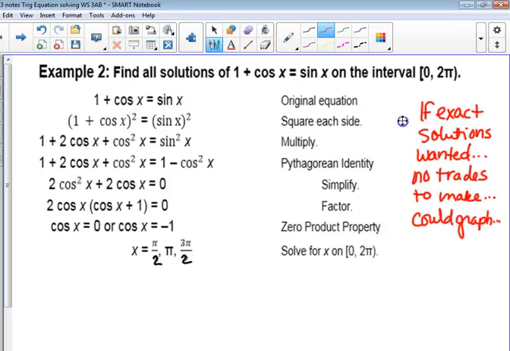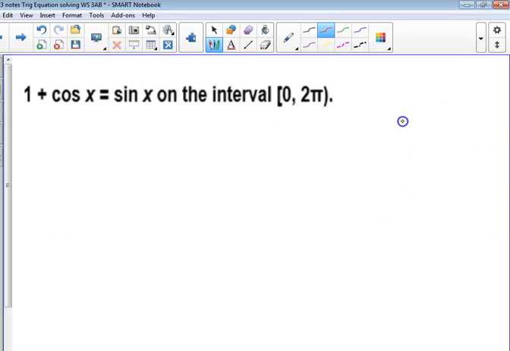Oh, there's another one? Okay. Now this is actually an important one. Is there a trade for cosine that will get us sine or sine that will get us cosine? A squared, but not a plain old one, right? So guess what we have to do to both sides? Square them. Okay. What is a 1 plus cosine times a 1 plus cosine?